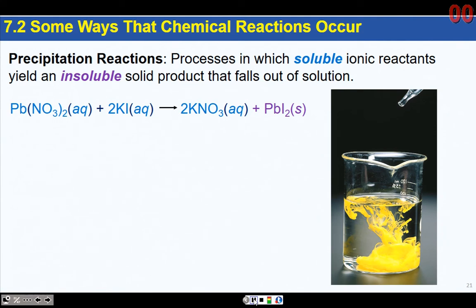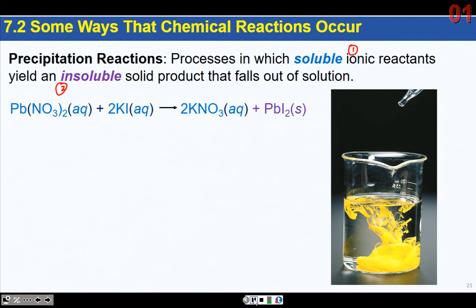The first type that we need to know about is called precipitation reactions. These are processes in which you take two soluble ionic reactants. Notice they need to be ionic, and they need to yield an insoluble product. And that is going to typically literally fall out of solution, as is suggested in the photograph here. The photograph shows a mixing of the two compounds in the reaction shown.